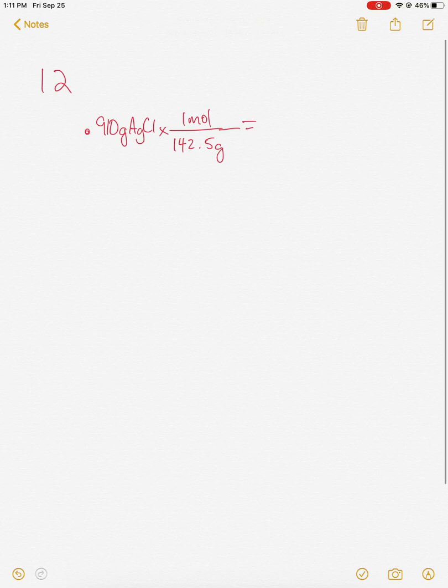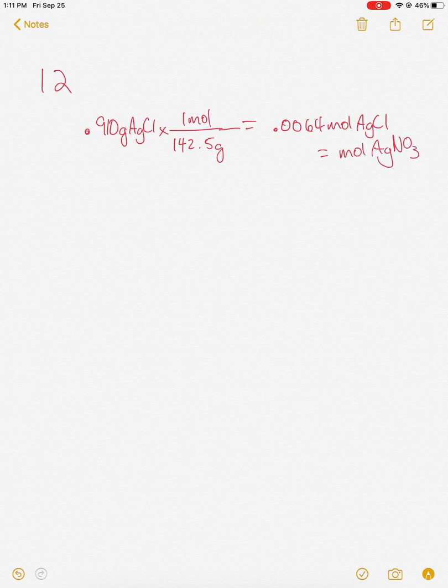So I think from your numbers, 0.910 grams of silver chloride, and silver chloride is 142.5 grams for 1 mole. I calculated how many moles, and that was 0.0064 moles. And if that's how many moles of silver chloride you've got, that's also how many moles of silver nitrate you've got, because it's all a 1-to-1 balanced equation. Okay, so now you've got 0.0064 moles of silver nitrate.